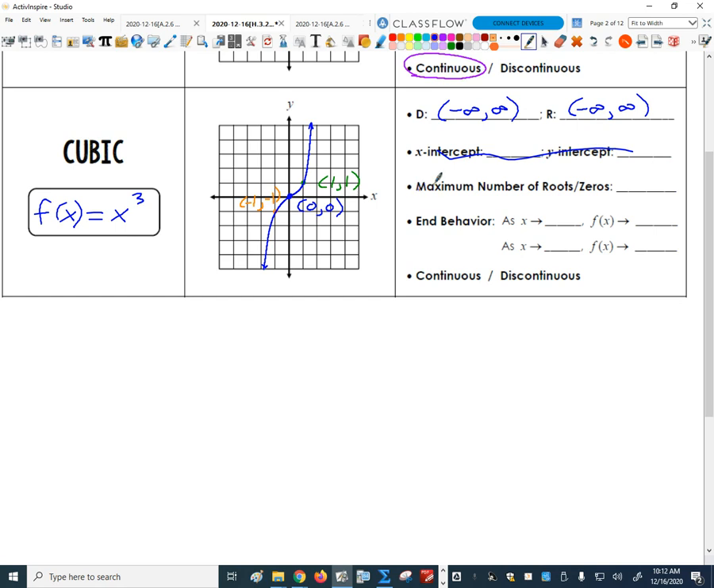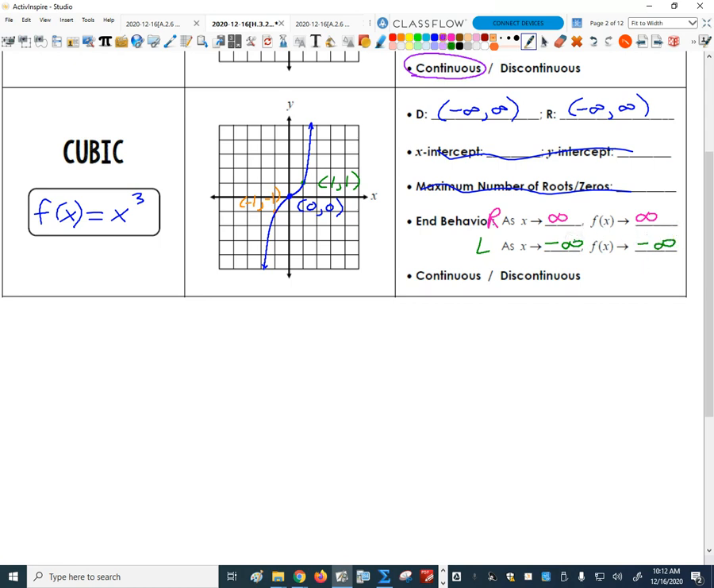Okay, we'll skip this part. End behavior. What's my right end behavior going to be? So as x approaches infinity, it would also be infinity, right? There you go. And what about my left end behavior? As x approaches negative infinity, f of x approaches negative infinity. Perfect.